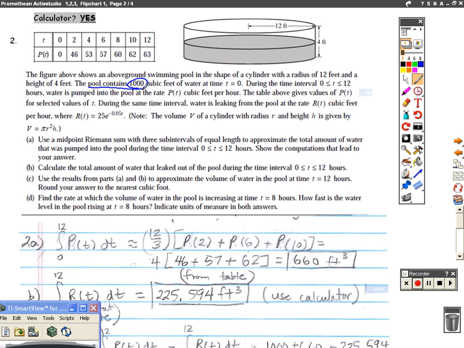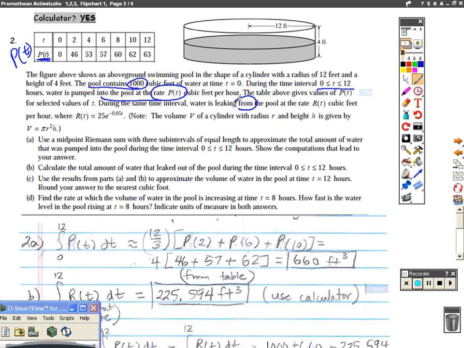water at time 0. During the interval from 0 to 12, again, very important, we're only focusing on 0 to 12. Water is pumped into the pool, so the into rate is P of T. The table above gives the values of P of T, so it's important that we understand that this is the P of T table, and it's telling me the rate, how fast water is being pumped into the pool per hour. At the same time, water is leaking from the pool.